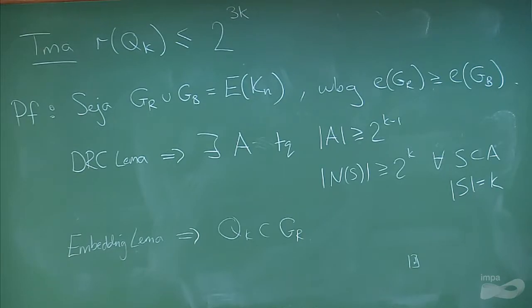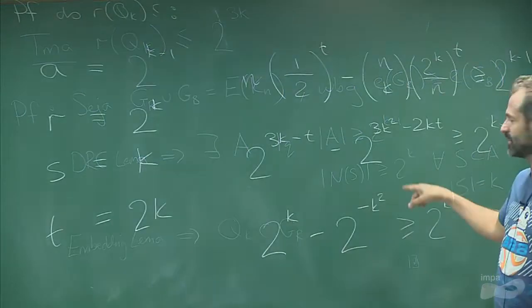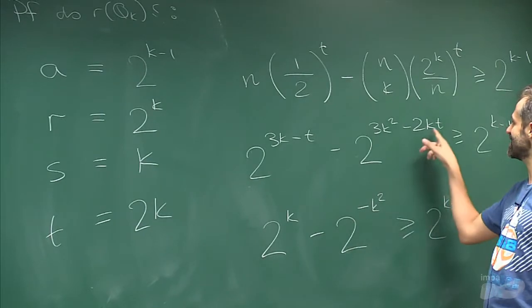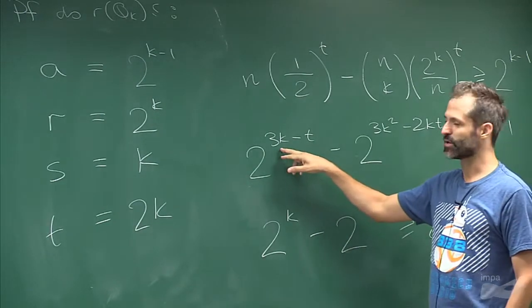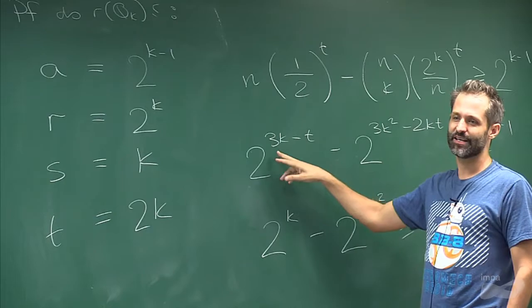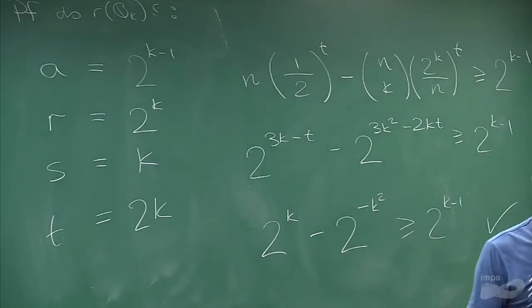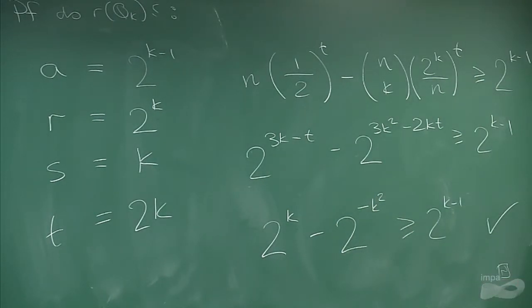In fact, you'll notice that this was not sharp. There was a lot of slack here. We could have taken t to be quite a bit smaller, and therefore we didn't really need n to be quite as big. So what it actually gives is something a bit closer to 2 to the 2k. To get to 2 to the 2k, you need to work harder. The result of Fox and Sudakov and also Conlon is really a polynomial times 2 to the 2k. So that's actually the best known current upper bound.